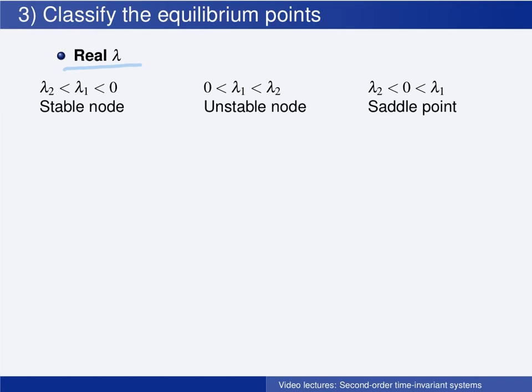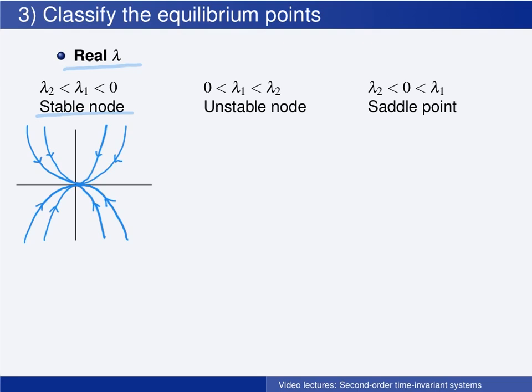In the first case, when both the eigenvalues are negative, the equilibrium point is a stable node. The phase portrait of a stable node looks like this. Remember that the phase portrait gives us information about the qualitative behavior of the system. From this phase portrait, we can see that all the trajectories converge to zero without any oscillations. This is an overdamped second-order linear system with a time evolution looking something like this.